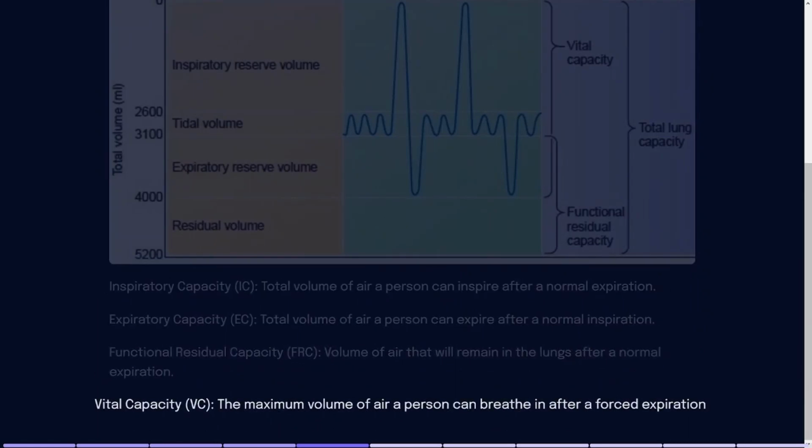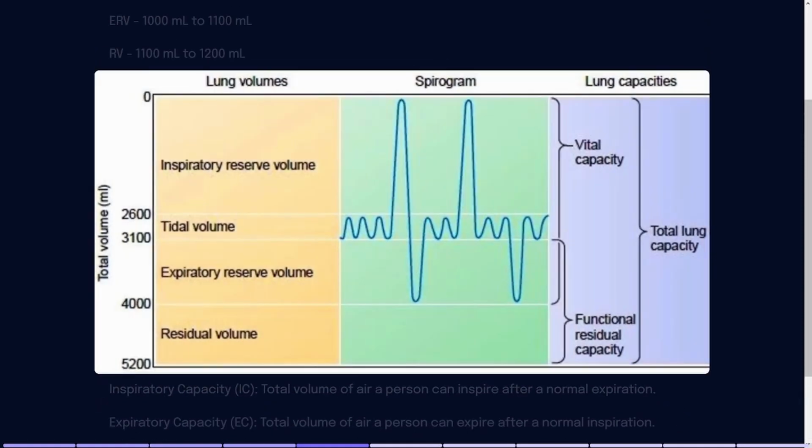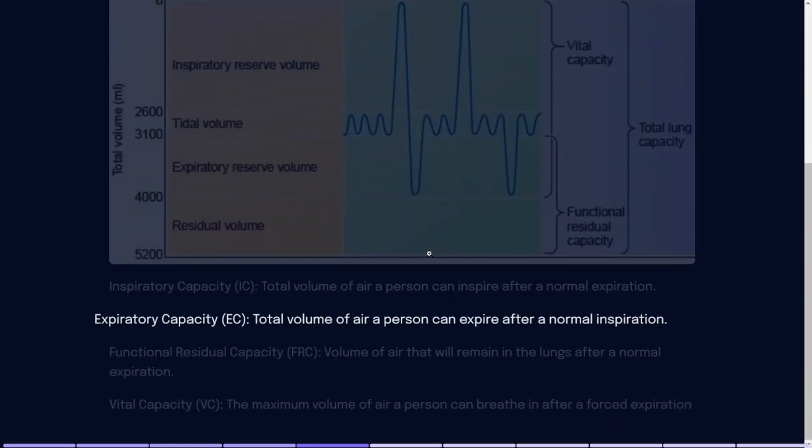Next, there is vital capacity, which is the maximum volume of air a person can breathe in after a forced expiration. So you can see that after a forced expiration, this is gone, and this was not there. So only the residual volume is present in the lung after a forced expiration. So after a forced expiration, first of all, you can take in the tidal volume, then you can take in the inspiratory reserve volume, and then you can take in the expiratory reserve volume. So you can take all of these 3 volumes inside your lungs after a forceful expiration.